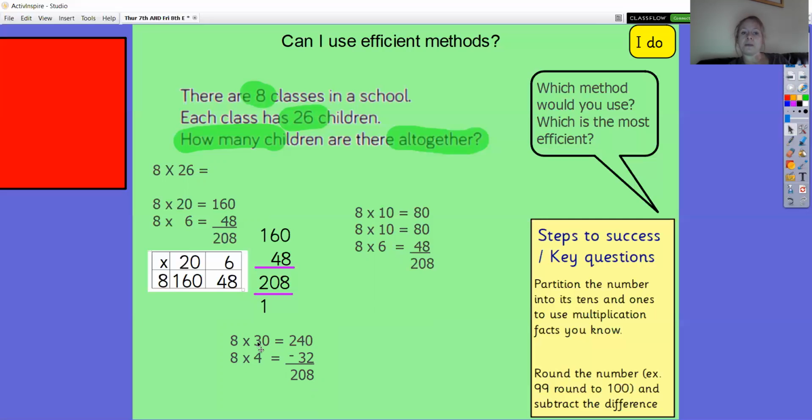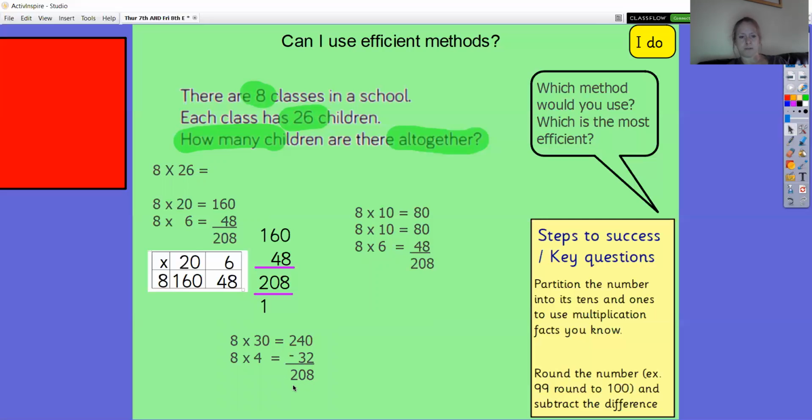And then because I did 8 times 30 instead of 8 times 26, that is 4 too many groups, isn't it? I had to add on an extra 4 groups of 8 to make that up to 30. So I need to then take that off. So I do 8 times 4 is 32. So that's how many too many I added on. I added 4 extra groups than I should have done. So I take those off, and then that gives me the same answer.